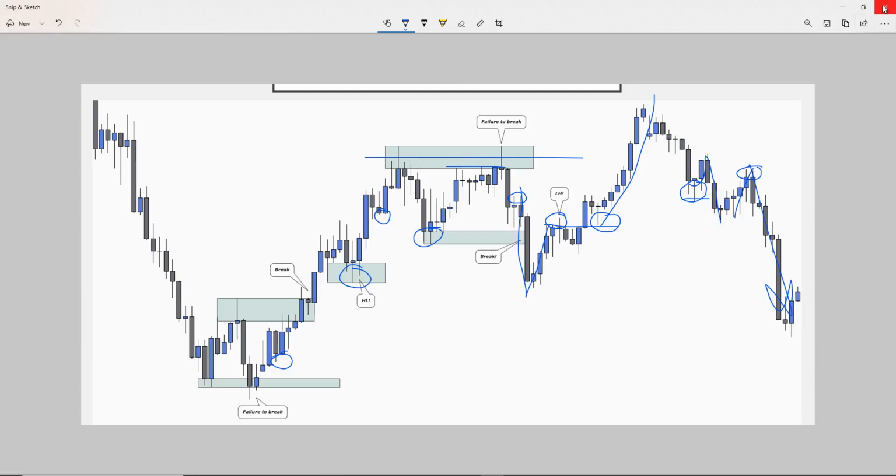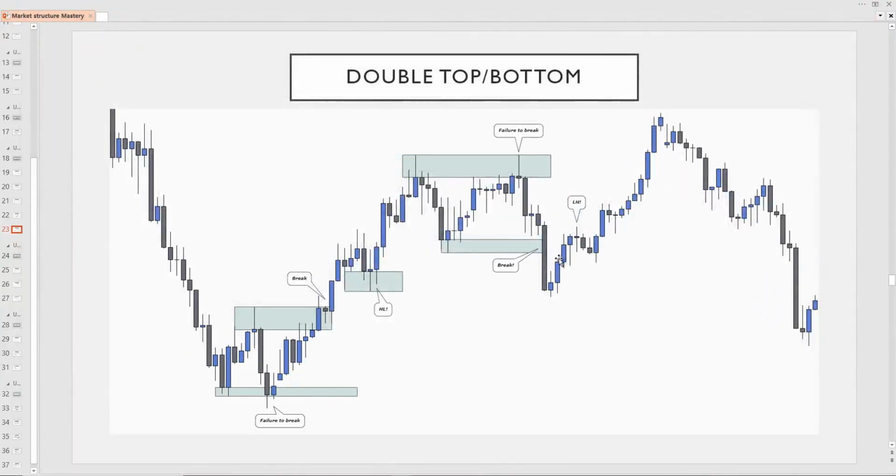Okay, so I really hope that makes sense. And this is how we're gonna wrap up the double top and double bottom formations. I really hope it's clear. If it's not, always get in touch with me and I will be there to provide you with even further explanations.